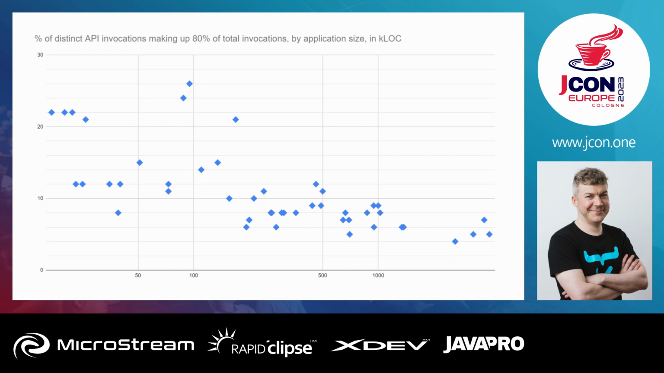All right. Something that's quite remarkable about this is this big white space that we have in the upper right-hand corner. So essentially, there is no application larger than 250,000 lines of code that has an API concentration that's higher than 12.